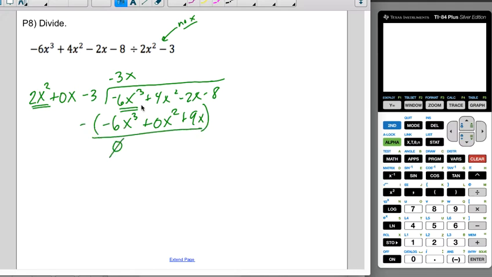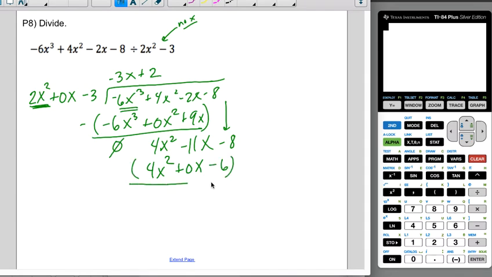So negative 6x cubed minus negative 6x cubed is gone. 4x squared minus 0x squared is still a 4x squared. This is a negative 2 minus a 9, so that's a negative 11x, and then I drop the negative 8 down. What do I have to multiply a 2x squared by to get a 4x squared? Well, that's a plus 2, so I'm going to get 4x squared plus 0x minus 6, and then subtract straight down. So I'm going to get a 0, I'm going to get a negative 11x, and I'm going to get a negative 8 plus a 6, which would be a negative 2, so this is my remainder.